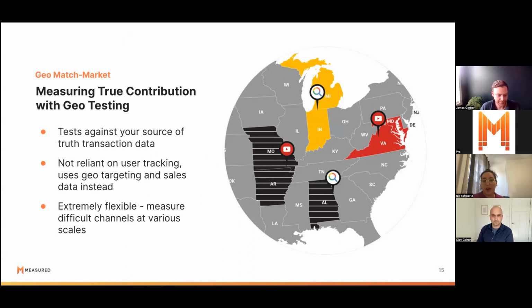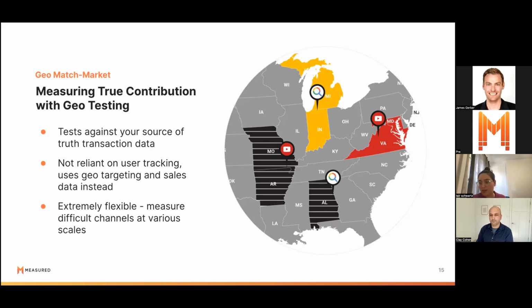Okay, so the first bullet point, which is test against your source of truth transaction data, is really, I would say, the most important. You're not dependent on any platform, you're not dependent on any reporting or window conversions. This is literally, as James was saying before, you can match the results to what your finance team is seeing. And so you have more confidence because you're anchored on data that you control and that you own.